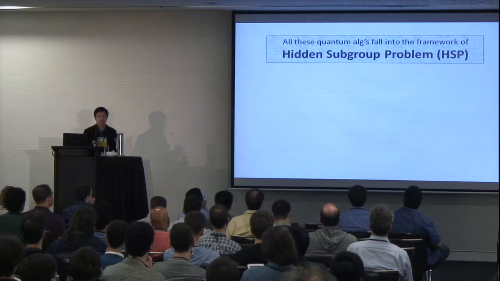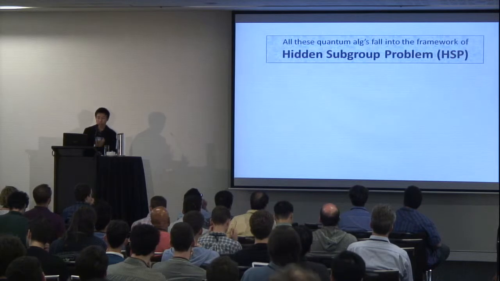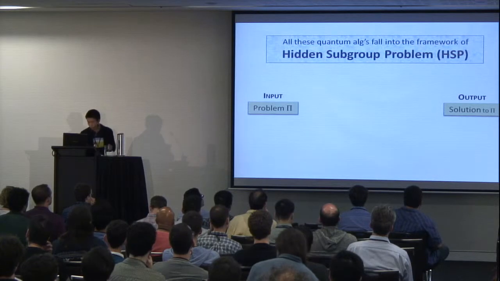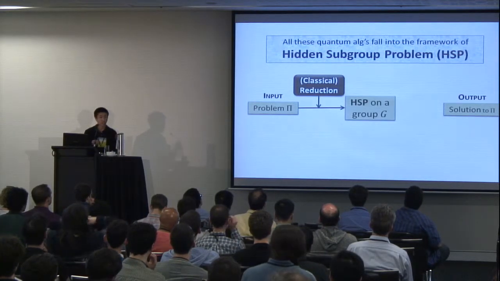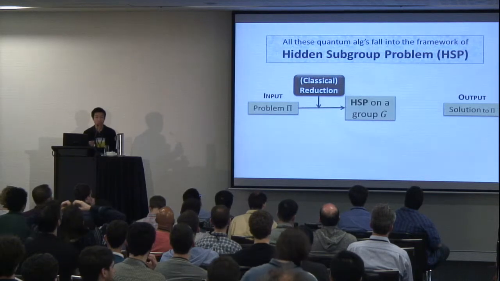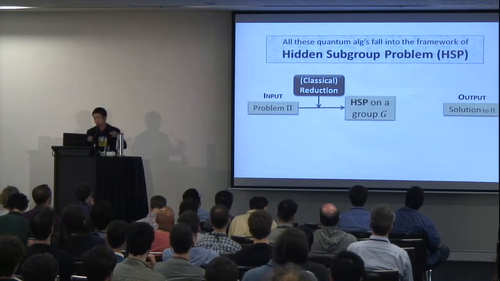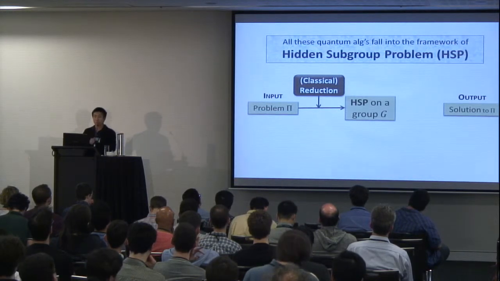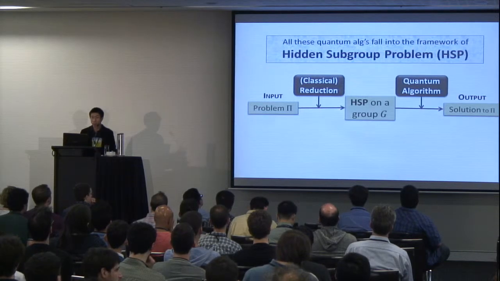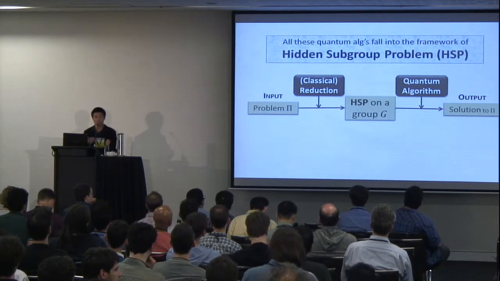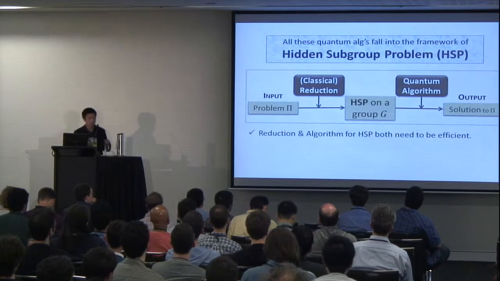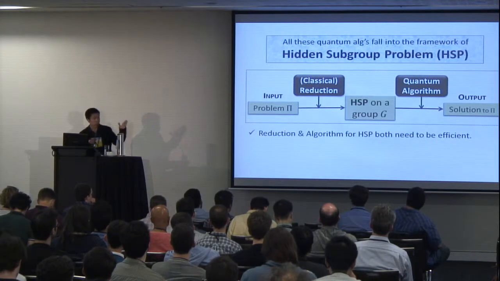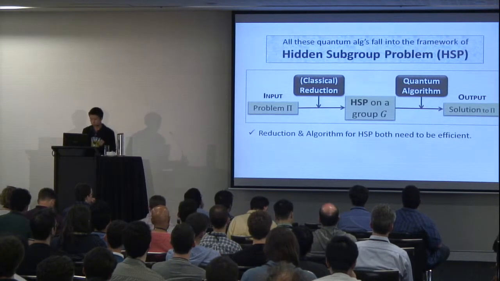It turns out that all these quantum algorithms, including our new one, have a common structure. Basically, the number theory problems are reduced to a problem called the hidden subgroup problem, or HSP in short, which I'll define in a moment. Namely, the input problem is transformed to an HSP instance on some group G, and then an efficient quantum algorithm is applied to this HSP instance. Notice that in order to get an efficient algorithm for the original problem, both the reduction and the quantum HSP algorithm need to be efficient.